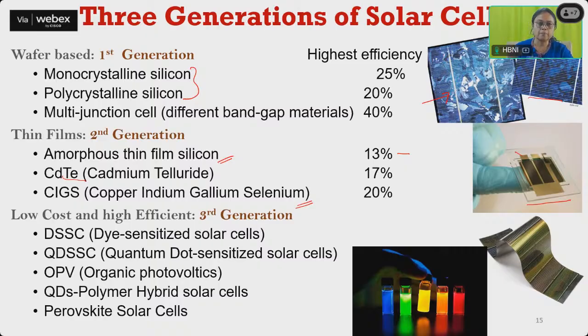In these, dyes are used, and organic semiconductors are used. They include dye sensitized solar cells, quantum dot sensitized solar cells, and organic photovoltaics, where polymers are used. Then there are hybrid solar cells, where both inorganic and organic semiconductors are used, and perovskite solar cells. In the coming few slides, I will describe their basic structure and working for the first, second, and third generation of solar cells.